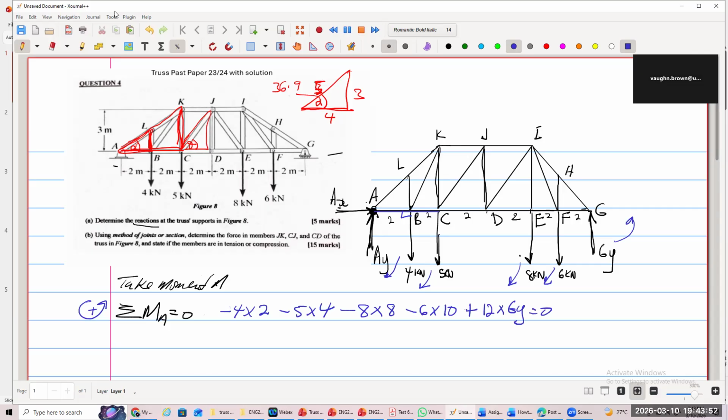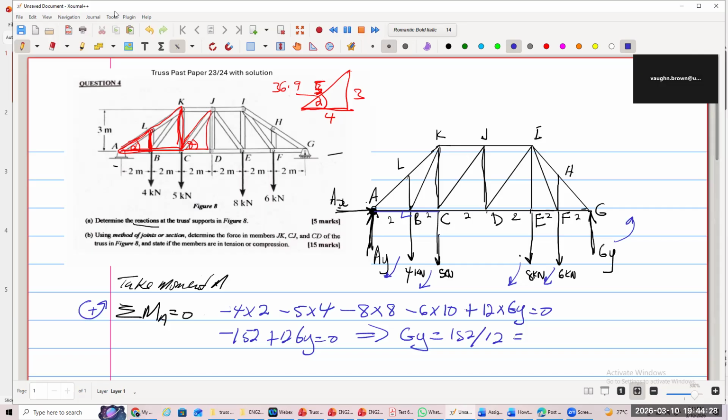And what that works out to be now. Minus 8, minus 20, minus 64, minus 60, plus 12 GY equals to 0. Everybody should have worked that out already. So minus 152 plus 12 GY equals 0. So that implies that GY is equal to 152 upon 12.